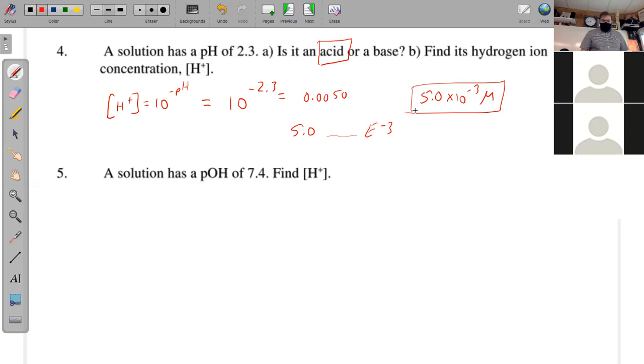All right, solution's got a pOH of 7.4. Find the hydroxide concentration. So there's a relationship between pH and pOH. pH plus pOH is always equal to 14. So this pOH of 7.4 is the inverse log of the hydroxide concentration. If you want to know the pH, you can take 14 minus the pOH value.